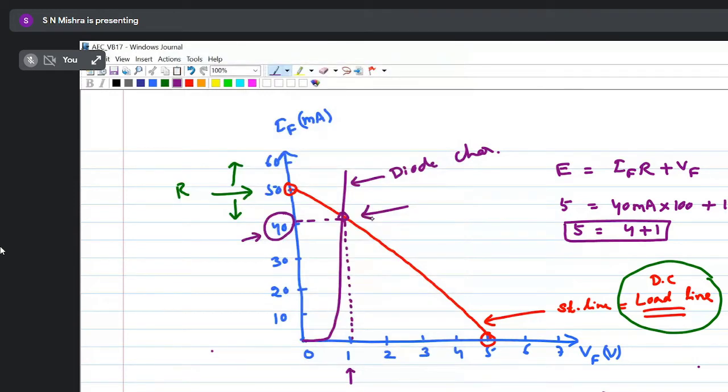Okay, so this point, when I operate my circuit at this point, that means I get 40 milliampere and 1 volt, at that condition the KVL is satisfied. That means my circuit is stable. Okay, so this point is called the stable point or quiescent point. That is also called the Q point or operating point.